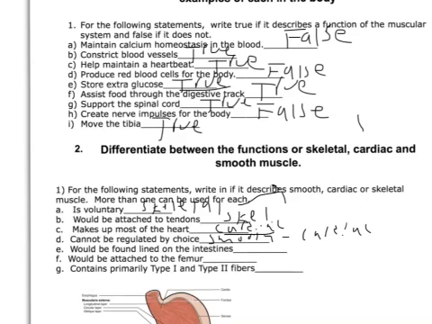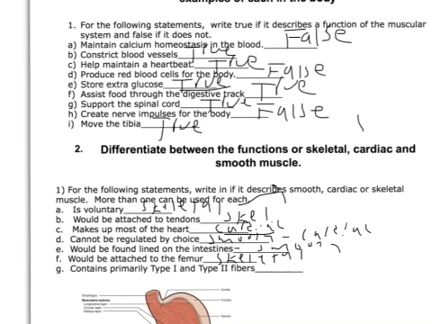Would be found lined in the intestines. All right, what is that? That is muscle that's moving food through it. So that is smooth muscle. Would be attached to the femur. Femur is a bone. What type attaches to a bone? That is skeletal. Good job, everybody.